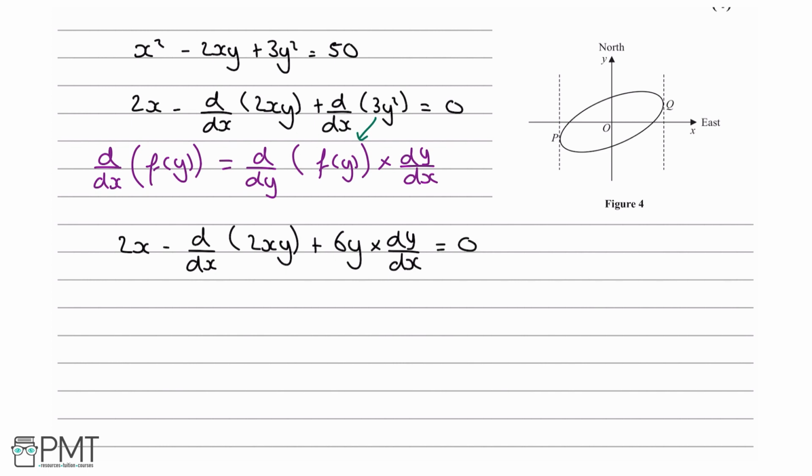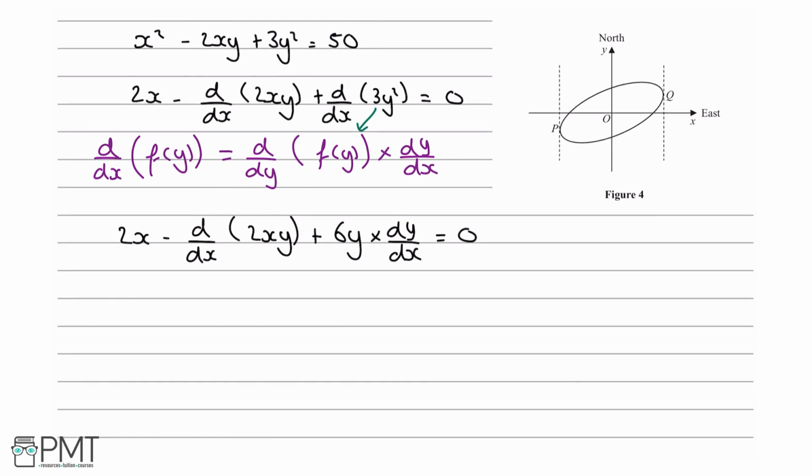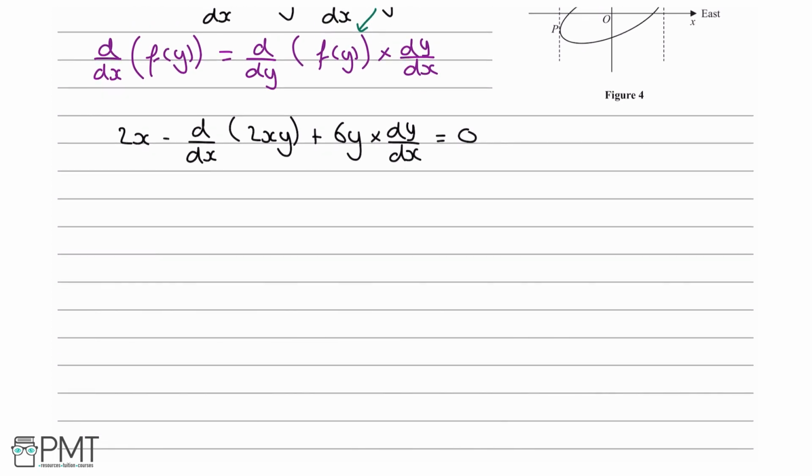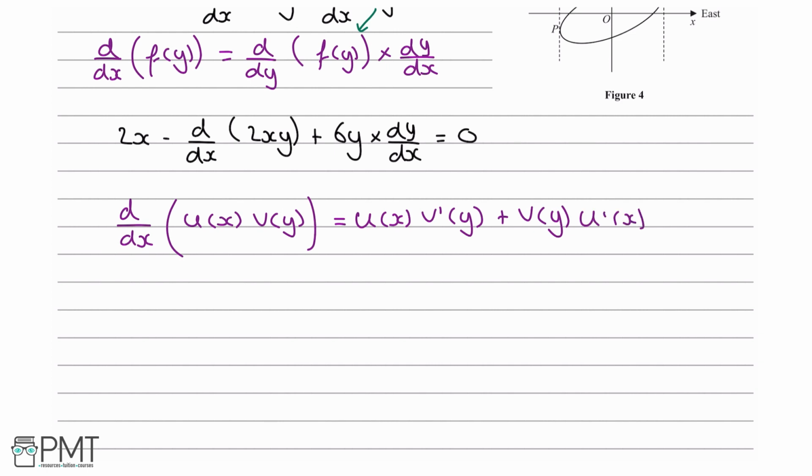Now, to differentiate 2xy with respect to x, we're going to use our product rule. And just as a recap, the product rule says that if you have d by dx of, say, u(x) times v(y), this equals u(x) times the derivative of v(y), plus v(y) times the derivative of u(x), okay?